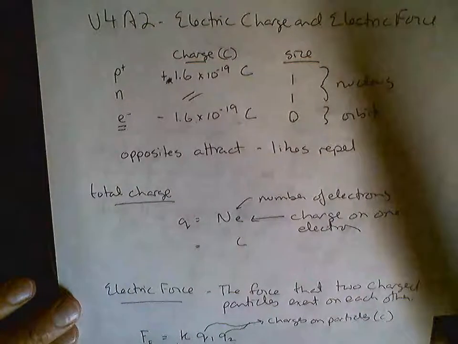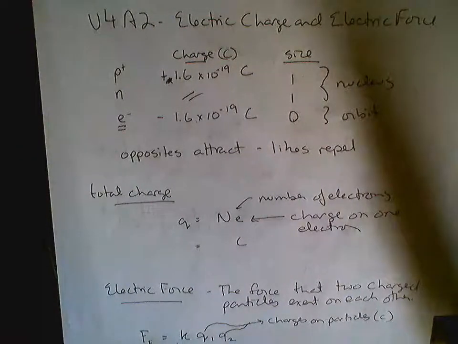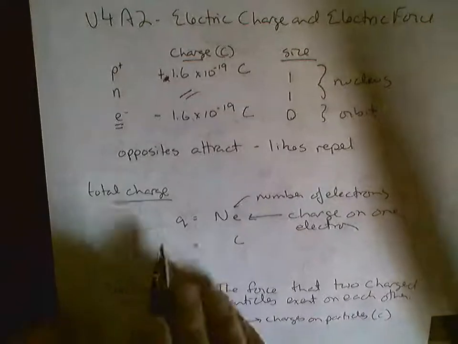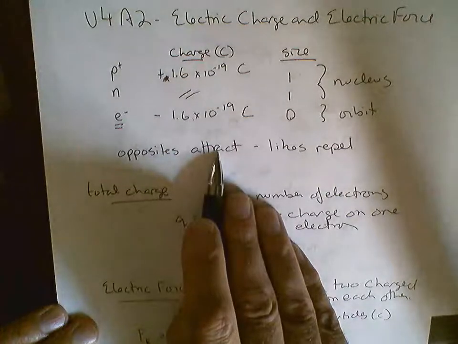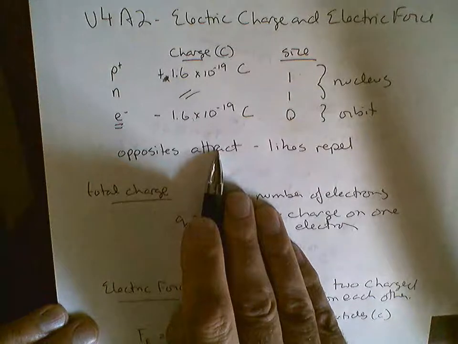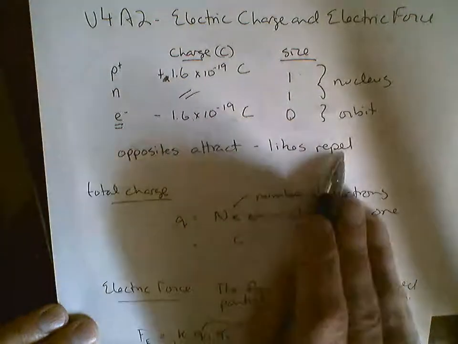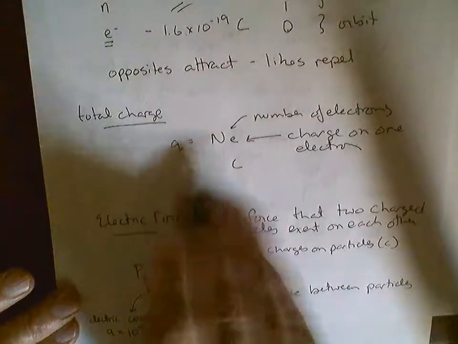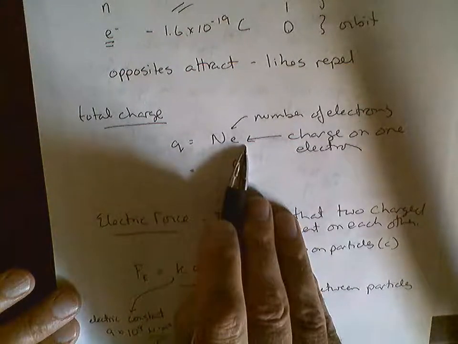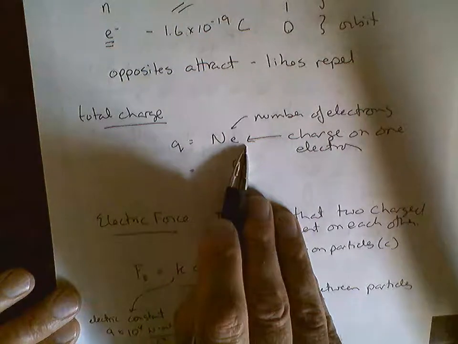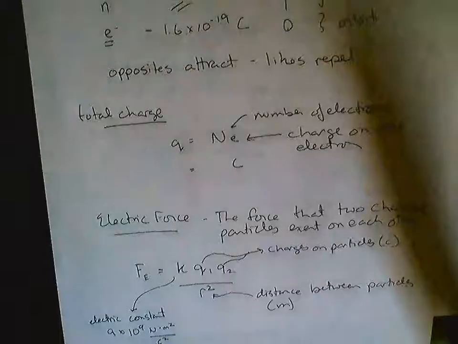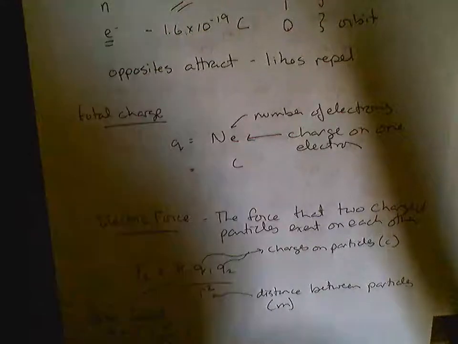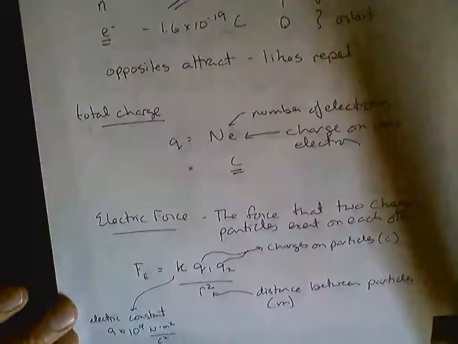And you won't always get these charges. They may give you other charges also. Really important to remember that opposites attract, so positives and minuses, a positive charge and a negative charge will attract, and like charges repel. This formula will not be used a lot in this course, but if you have a number of electrons and you want to know what the total charge is, you take the charge on one electron, 1.6 times 10 to the negative 19, and you multiply it by the number of electrons you have. And once again, that's going to be measured in coulombs.